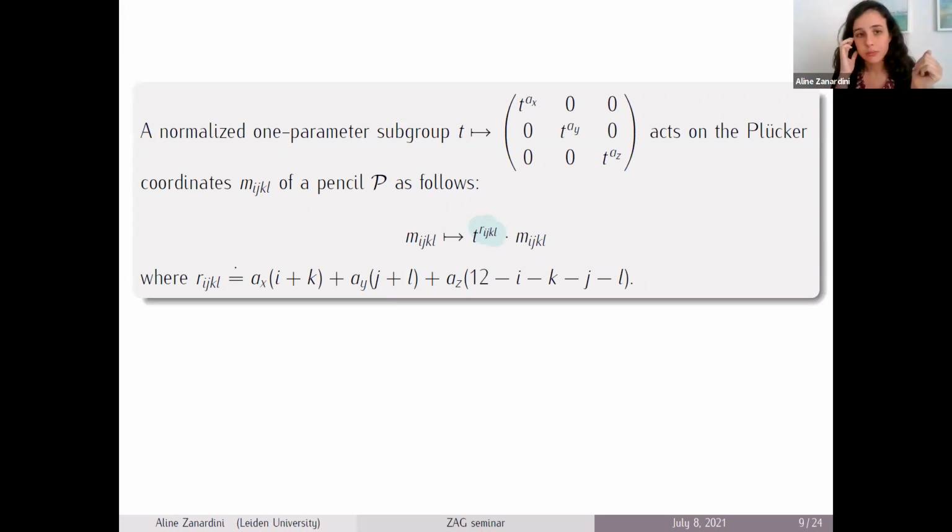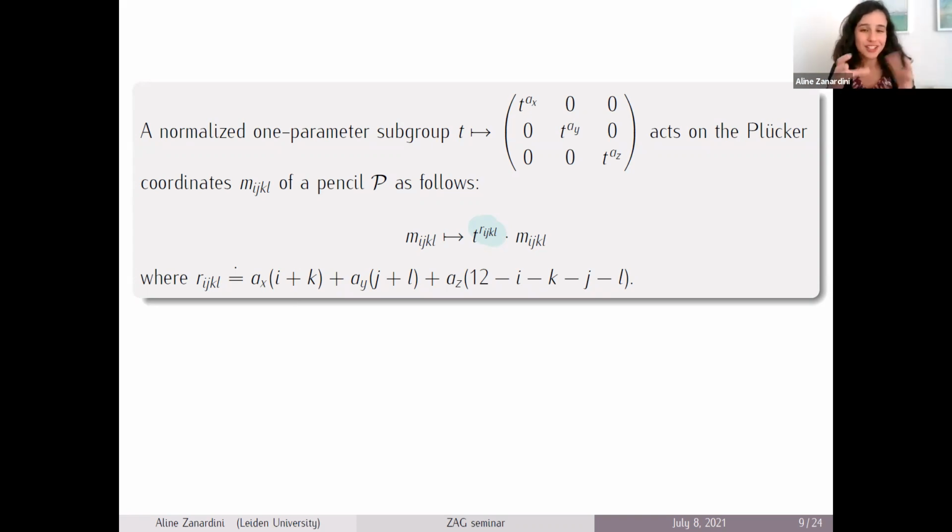So if I have a one-parameter subgroup which I'm taking to be normalized, then its action on a Plucker coordinate is simply multiplication by t to some exponent, and there's a very explicit expression for that exponent that I write here. So the r sub I J K L, and that's how the action goes.